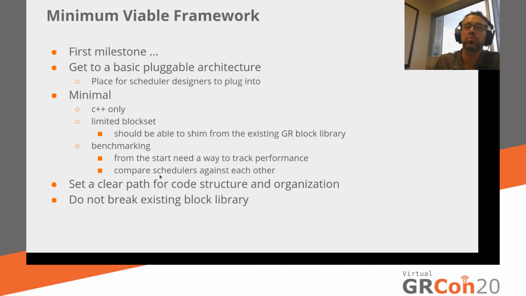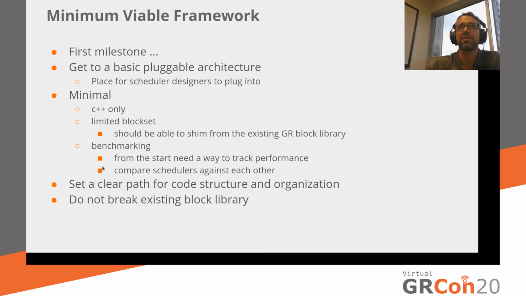So just to summarize where we want to get to with this minimum viable framework, we want to get to a basic pluggable architecture, and a lot of these components can be pluggable. Not just schedulers. Blocks are already pluggable, but we want to get this API to where it works for all kinds of different scheduler designs. Get the scheduler API working for different scheduler designs. And I think it needs to be minimal.